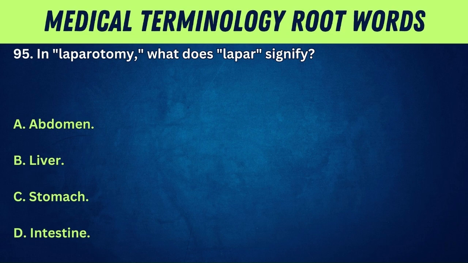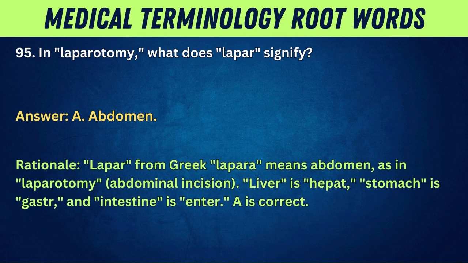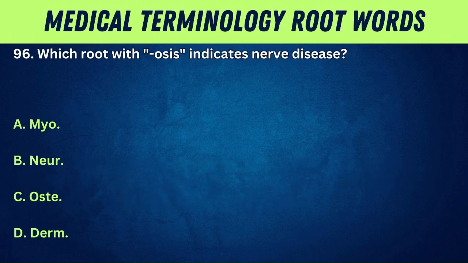95. In laparotomy, what does lapar signify? A. Abdomen. B. Liver. C. Stomach. D. Intestine. Answer: A. Abdomen. Rationale: lapar, from Greek lapara, means abdomen, as in laparotomy, abdominal incision. Liver is hepat, stomach is gaster, and intestine is enter. A is correct.